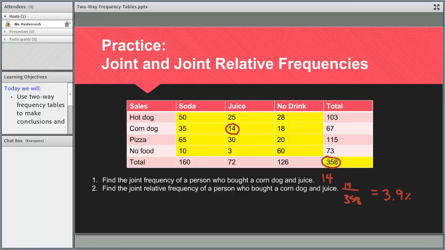Okay, so that's it for joint relative frequencies. So watch the next part to learn another statistic.